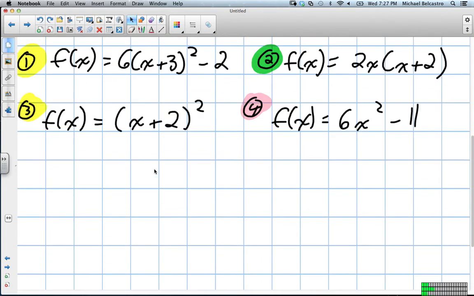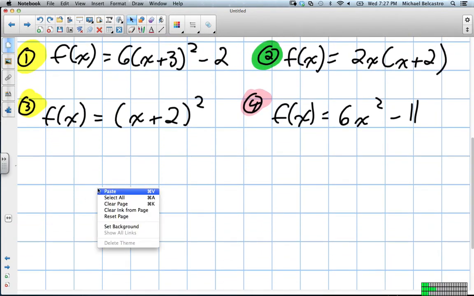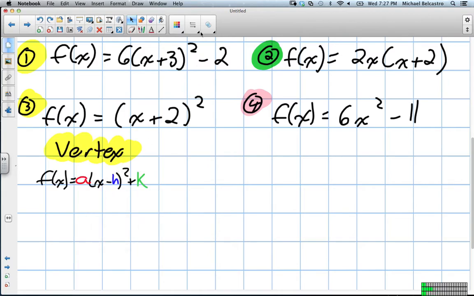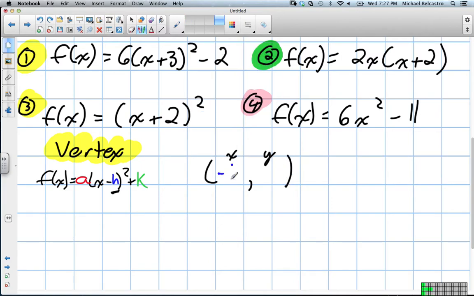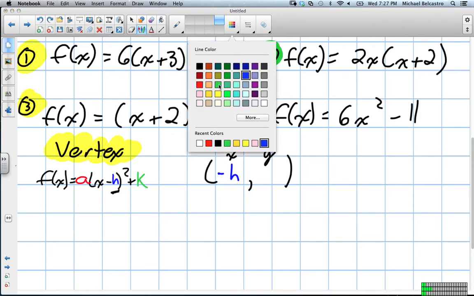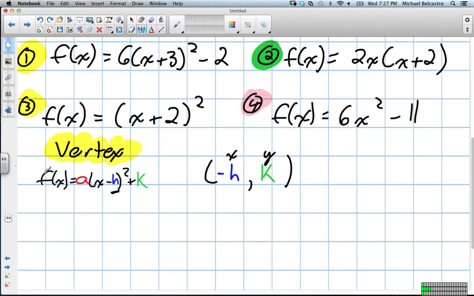Okay, so our vertex form. If you recall, I said that the h value is actually the x value, and the k value is actually the y value. Okay, the only difference is the x value is kind of the opposite of what the h is, and the y value is exactly what the k is. Okay, so we're going to scroll up a little.